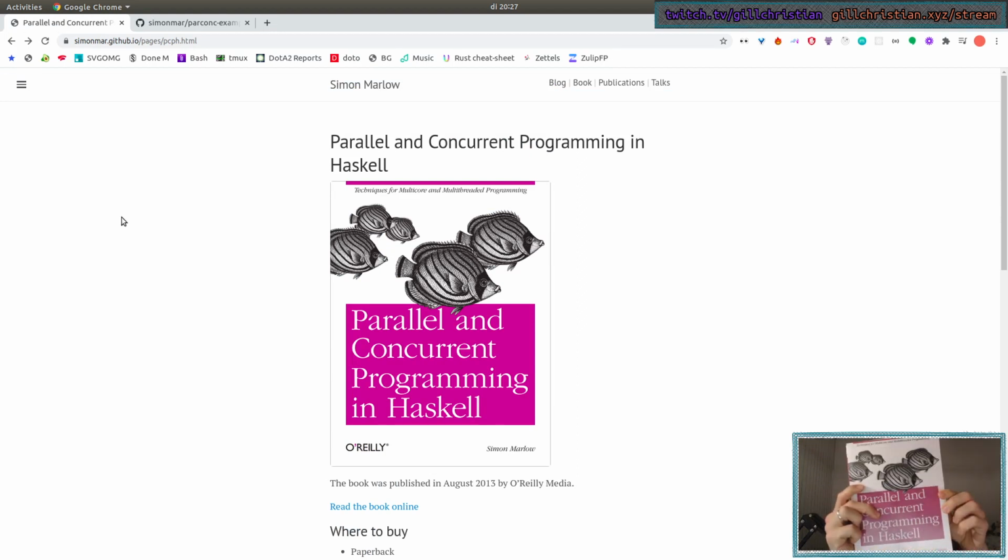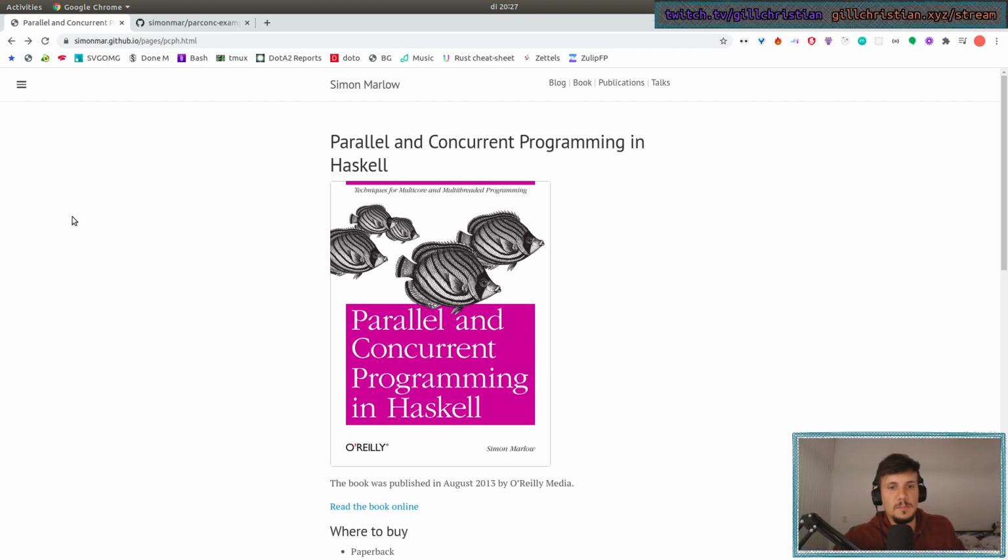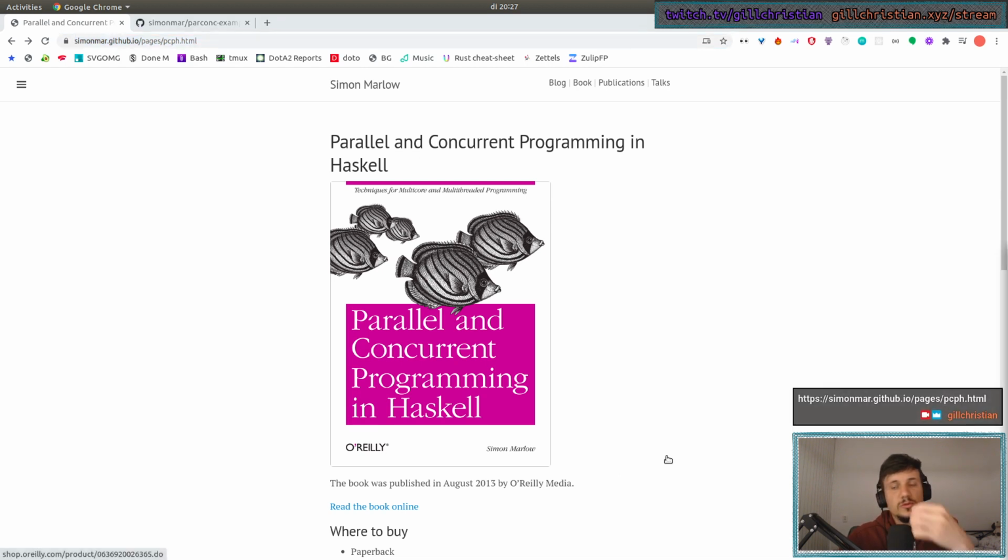The idea today is to go over this book, in every Tuesday stream, book day: Parallel and Concurrent Programming in Haskell. This is the book. I can share the link in the chat. It's a great book so far. The parts that I've been reading, I really like it.